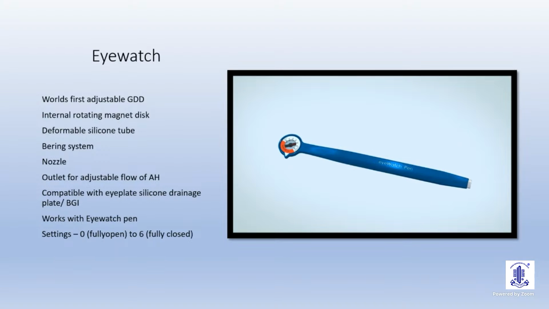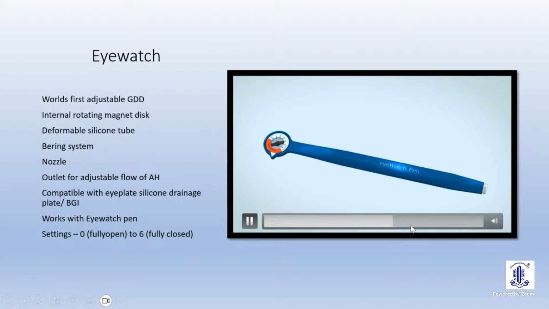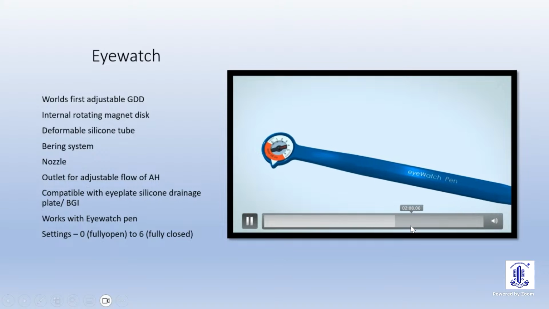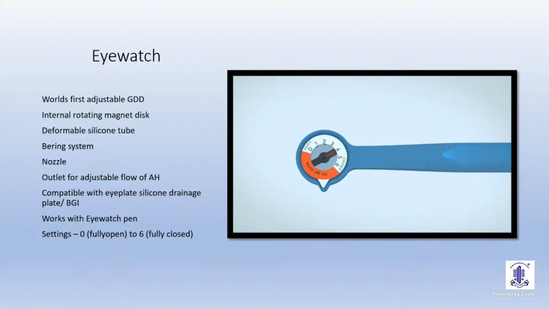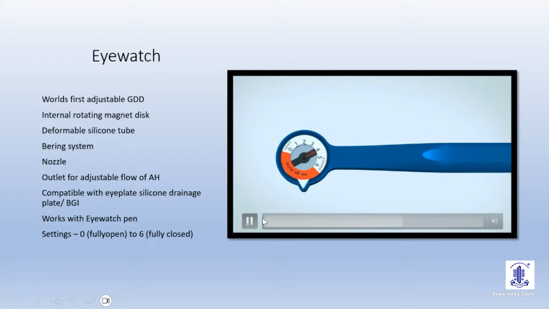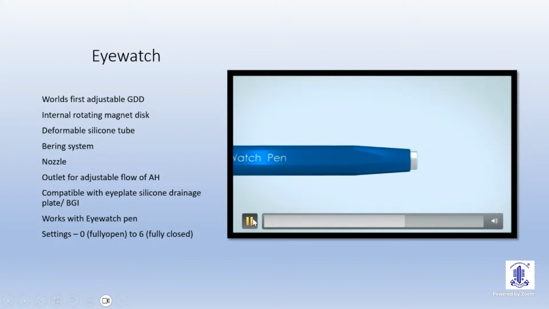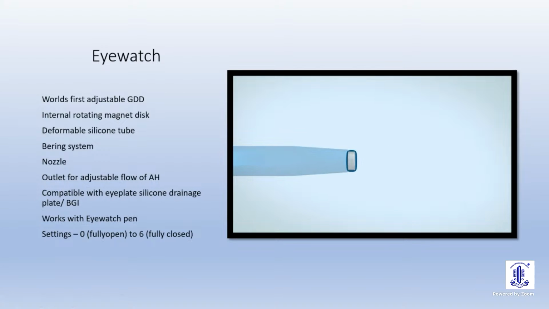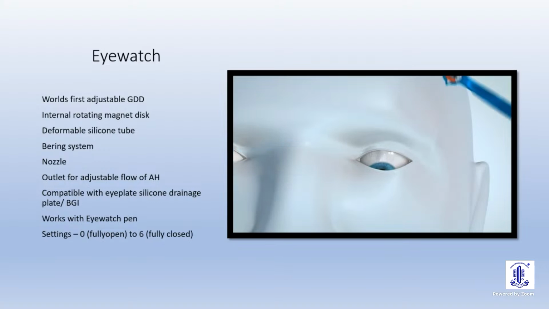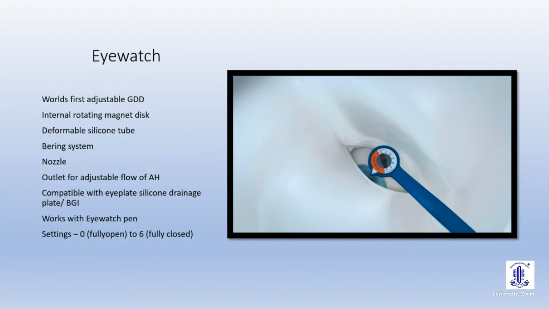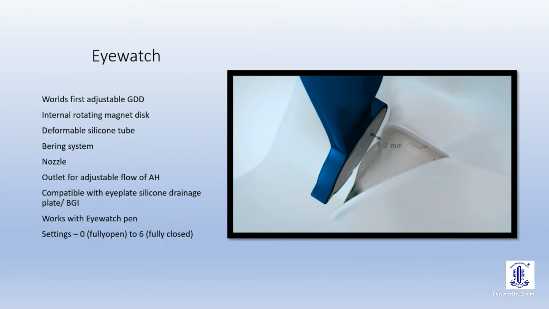The iWatch system is adjusted atraumatically and precisely using the iWatch pen. On one end of the iWatch pen, there is a compass, which is used to measure the position of the iWatch device. On the other end, there is a magnet, which is used to perform the adjustment of the device. To perform the adjustment, place the compass above the center of the implant at a distance of 1 to 2 millimeters.